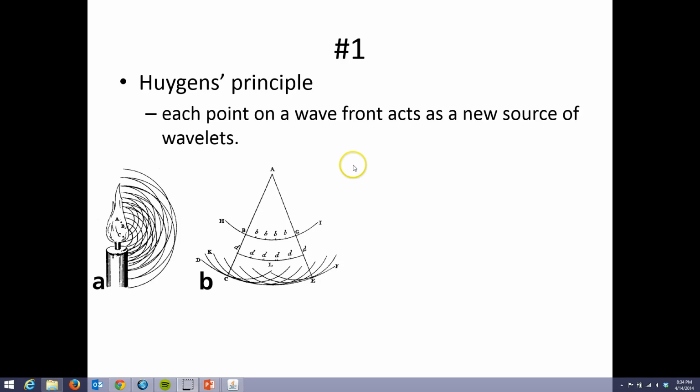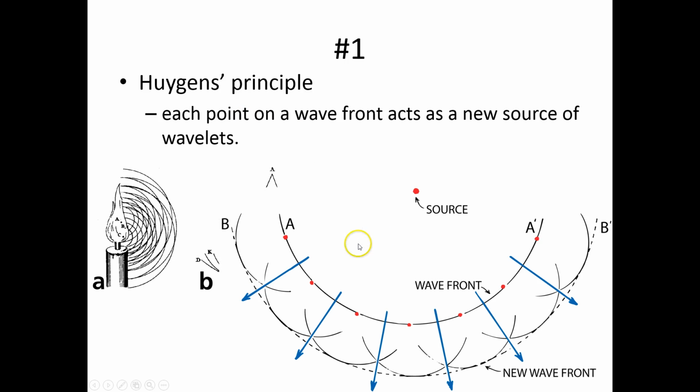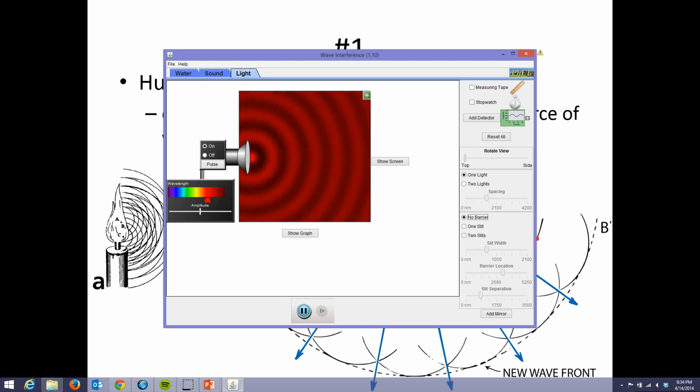This is chapter 31, and we'll look at several questions that'll help you with the concepts in this chapter. Huygens' principle basically just says that each point on a wave front acts as a new source of wavelets. There's a couple of pictures here that kind of show that, but I think the better thing to show you is this animation.